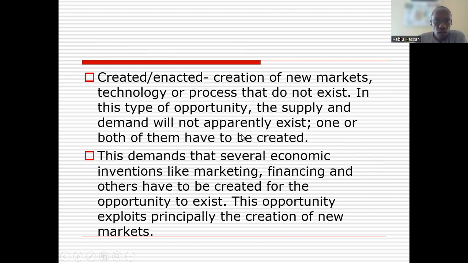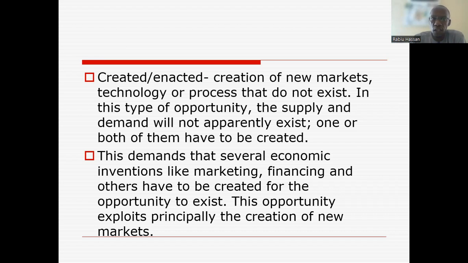And then the last one is the enacted or created type. In this situation, you are dealing with a kind of uncertainty where the demand and supply are not even existent. You need to make an effort to provide everything. It normally happens when you have a new product or service that nobody has ever thought of or seen. So in this instance, you need to create the product, then find your market and sell the product. A lot of effort is needed in this type of opportunity.